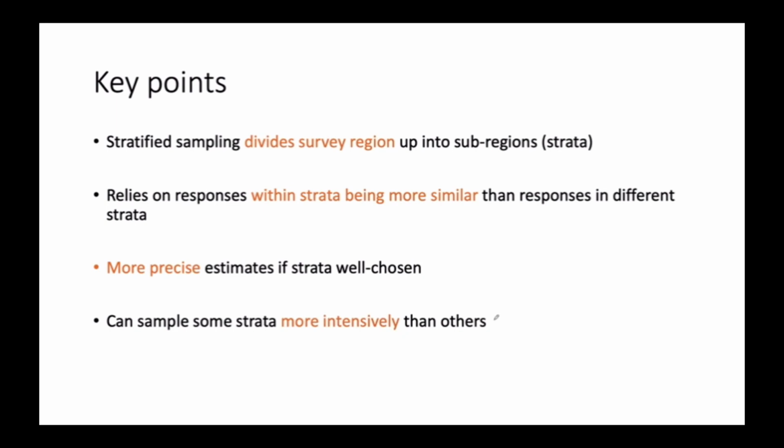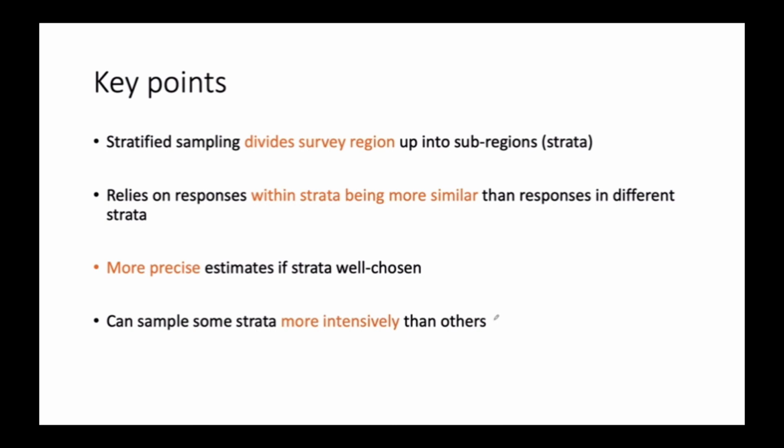So to summarize, the key idea of stratified sampling is to divide the survey region up into smaller regions called strata. It works well if responses within strata are more similar than responses in different strata. If that's the case, you can expect more precise estimates.